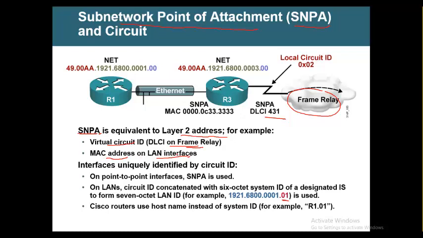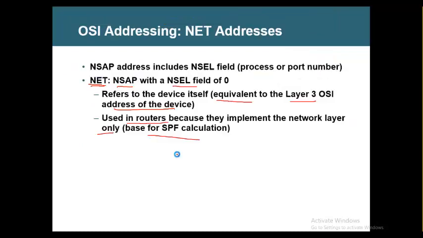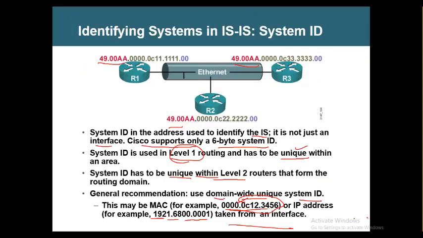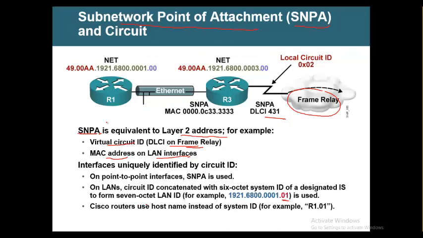Simple, what they are saying is that the 6-byte system ID is what is called SNPA. This SNPA can be a MAC address, can also be an IP address. That's what we saw on the previous page. If it is frame relay, I don't know whether you know frame relay or not, it is an old technology. They're comparing the SNPA to layer 2 addresses.